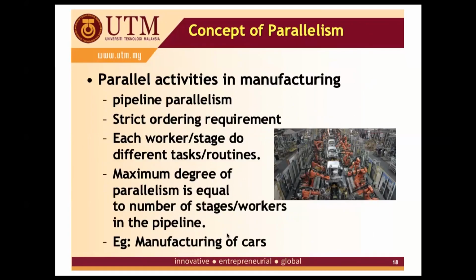So parallel activity in manufacturing, for example pipeline parallelism. There is a strict ordering requirement, and each worker stage does a different task routine. The maximum degree of parallelism is equal to the number of stages or workers in the pipeline. For example, they give here the manufacturing of cars.